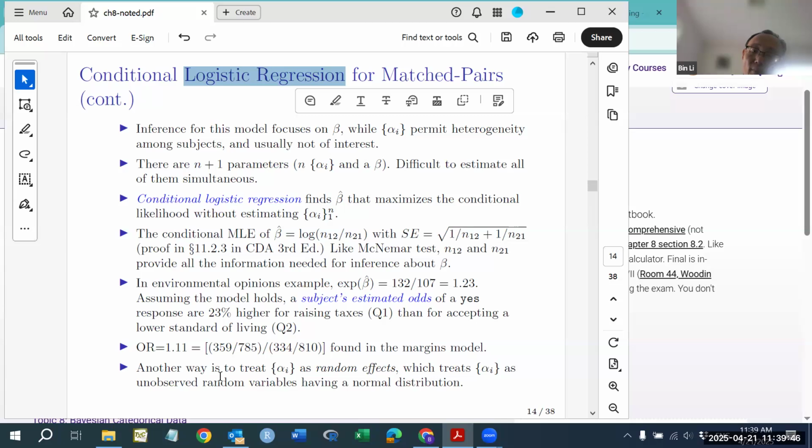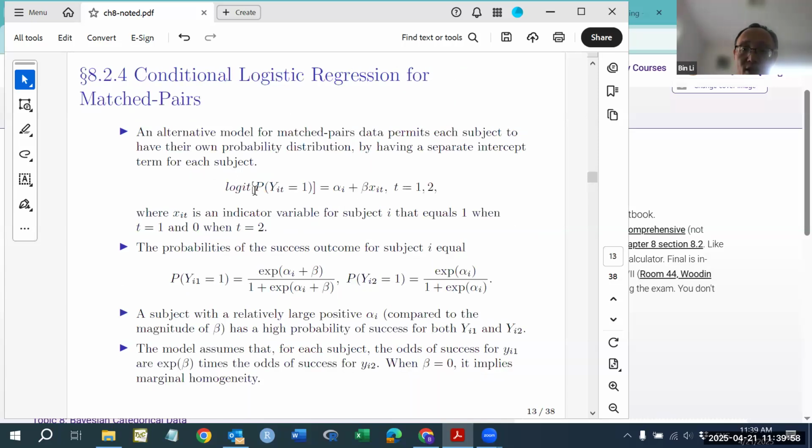It's not maximizing the conditional likelihood. It's actually maximizing a different type of likelihood function. But this is a mixed effect model, and we can solve it through the conditional likelihood, maximizing the conditional likelihood. That's called conditional logistic regression. Okay, if we use a different type of likelihood to maximize, that leads to the results for the mixed effect model.